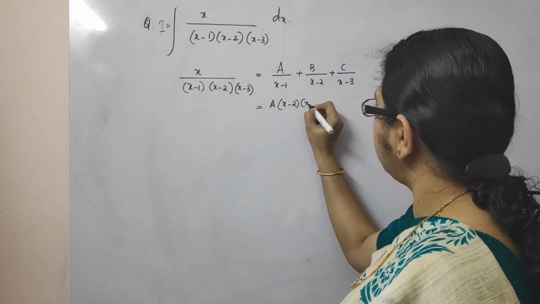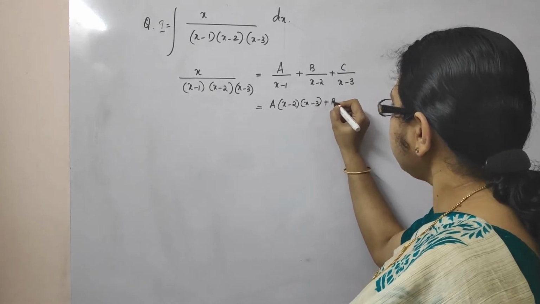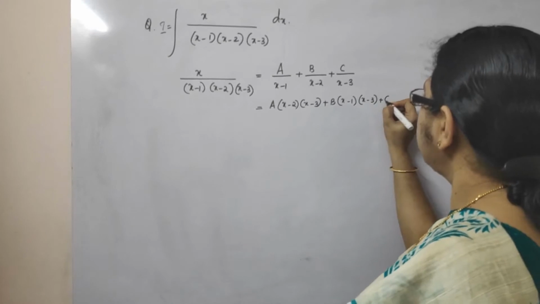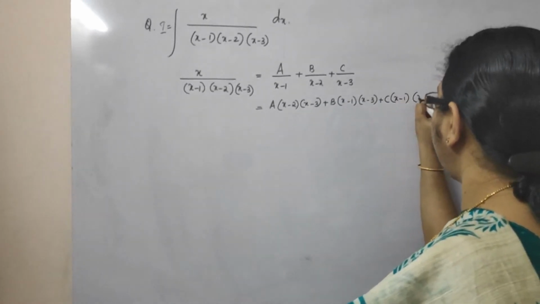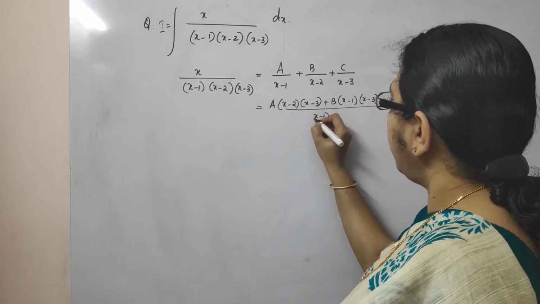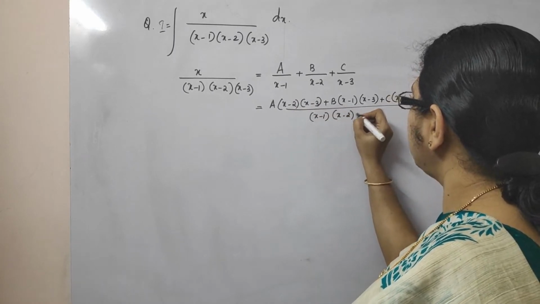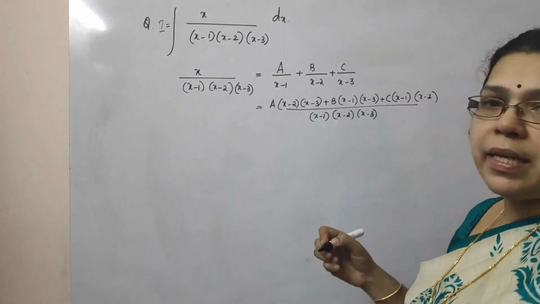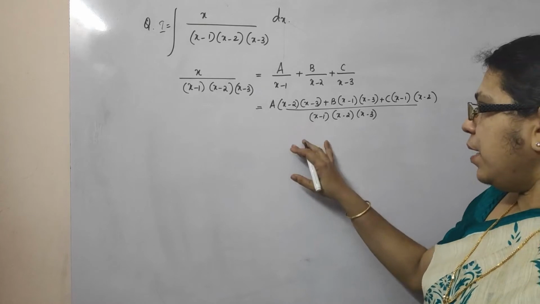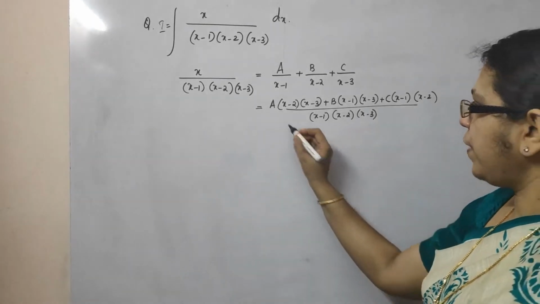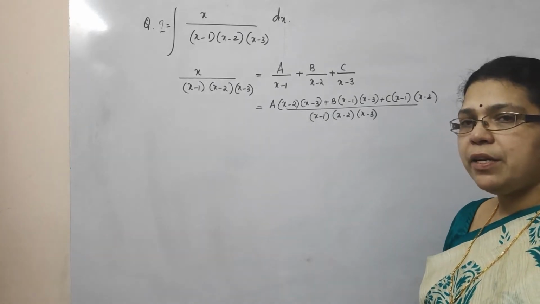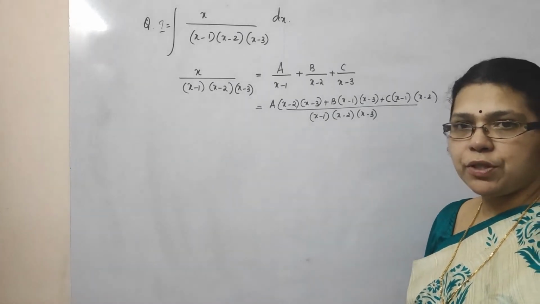Okay, so here I may write this as, I'll take the LCM here, that is a into x minus 2 into x minus 3 plus b into x minus 1 into x minus 3 plus c into x minus 1 into x minus 2, the whole divided by, what is the LCM here? X minus 1 into x minus 2 into x minus 3, isn't it? This was the LCM. Now, what are we supposed to do? We are going to find the value of a, b and c here, isn't it? How are we going to find the value of a, b and c? By equating the coefficients on both sides.